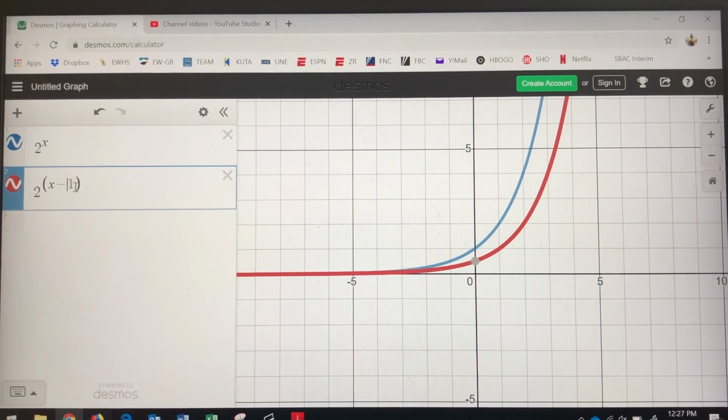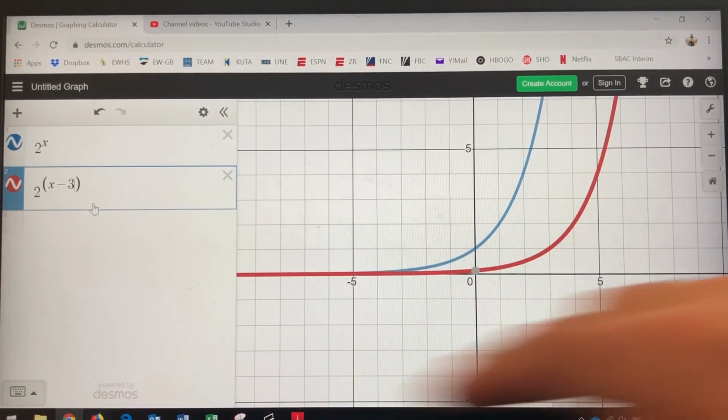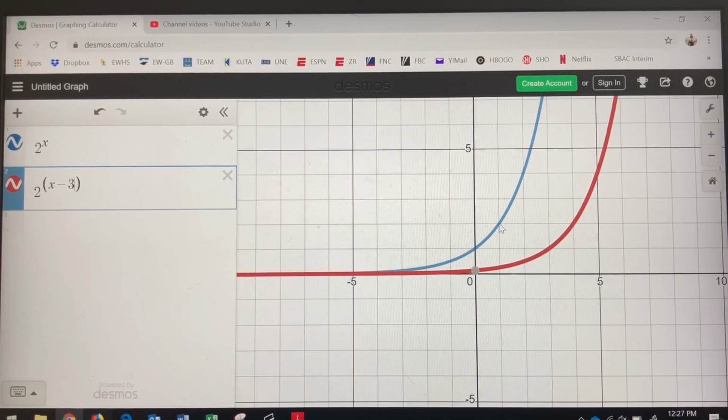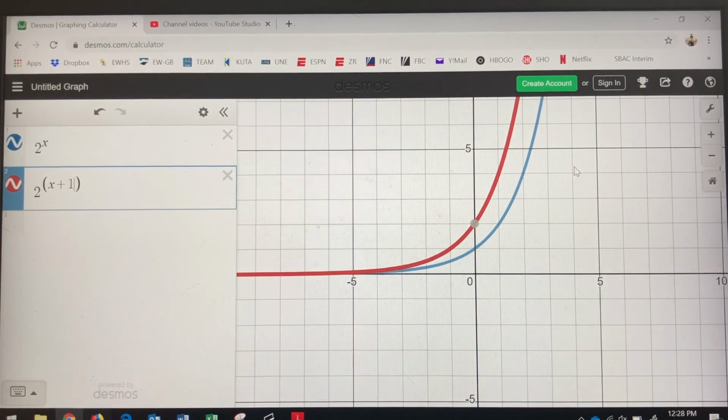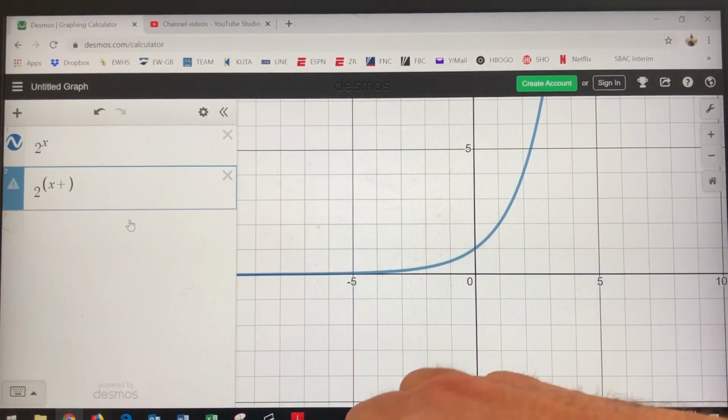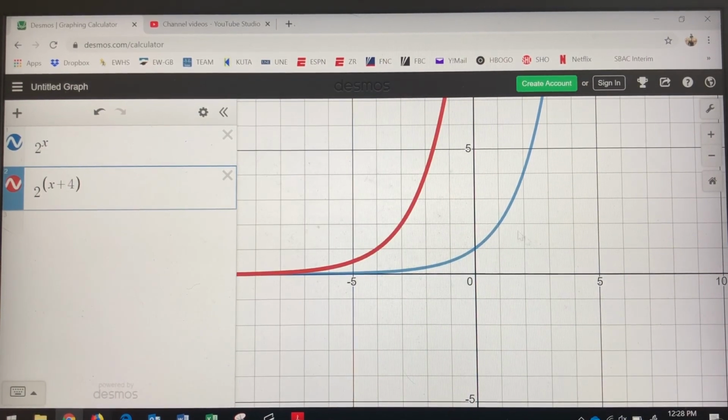Now, if I change this from a 1 to like a 3, you'll see that horizontal shift to the right 3 units. 1, 2, 3, okay? Let's pick another point up here. 1, 2, 3 units to the right. Now let's change that to a plus sign. Let's go +1, and you should see a horizontal shift to the left. Okay. Let's change that to a 4, for example, and you would see this original function is shifted 4 units. 1, 2, 3, 4 units to the left.